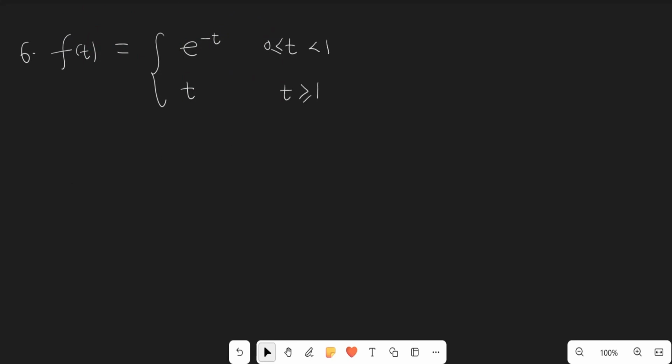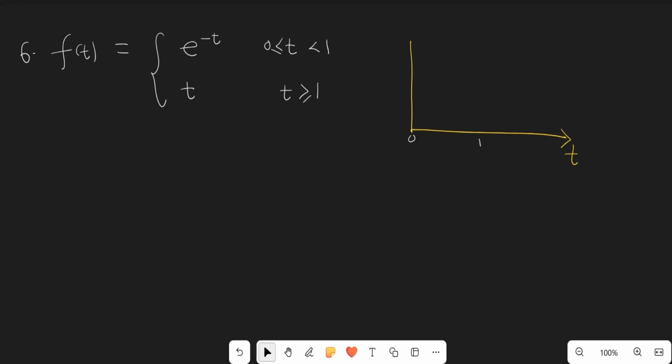This one is easy to graph, so let me graph it for you here real quick. So this is our time axis. For t in between 0 and 1, so let's say this is 0 and this is 1. In between 0 and 1, you are going to have the exponential function, and the exponential function is going to behave in this way.